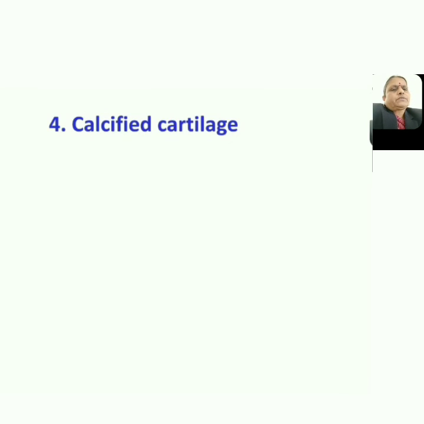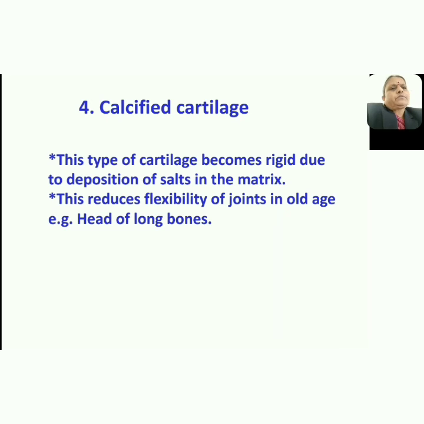Calcified cartilage, 4. See here, calcified cartilage. This type of cartilage becomes rigid due to deposition of salts in the matrix. This reduces flexibility of joints in old age. Example, head of long bones. They are present in the head of long bones.